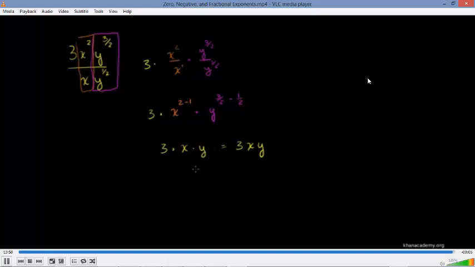Anyway, I encourage you to do many, many more examples of that, but you'll see that just using the rules that we've been exposed to in the last few videos, you can pretty much simplify any exponent expression.